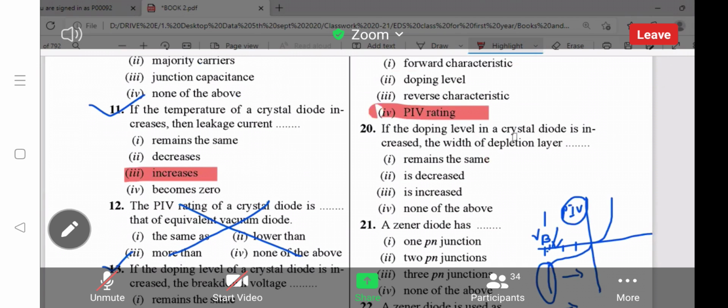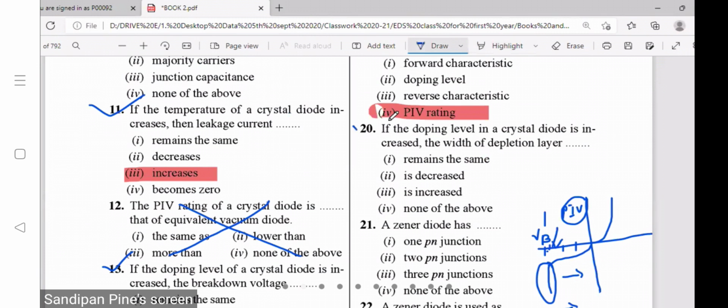If the doping level of a crystal diode is increased, the width of the depletion region, so doping level बढ़ने से width भी बढ़ेगा. As we told, if we increase the doping level, its depletion layer is also increased. So it will increase.